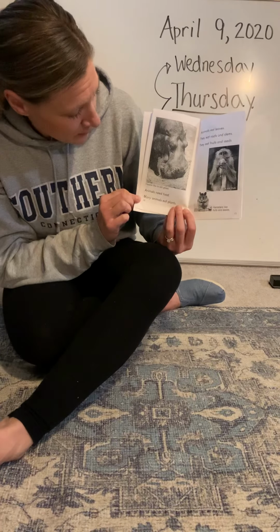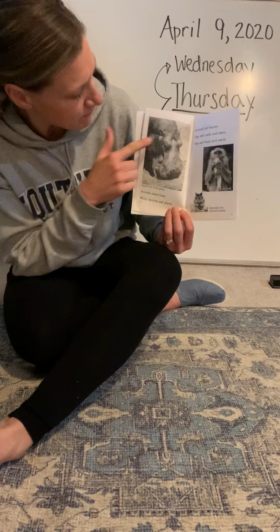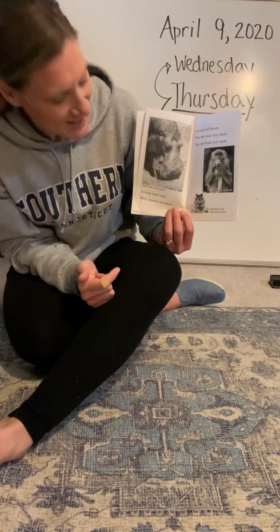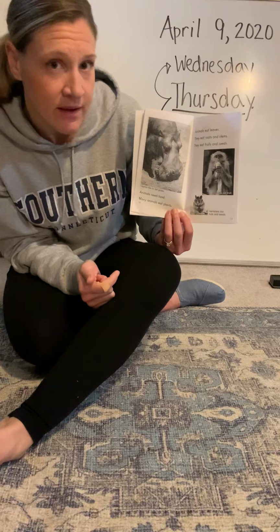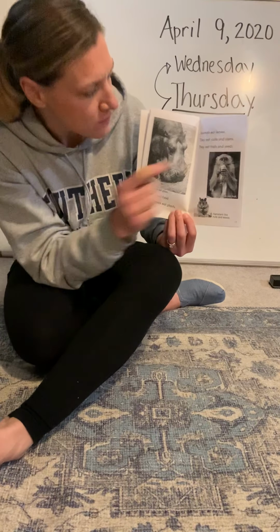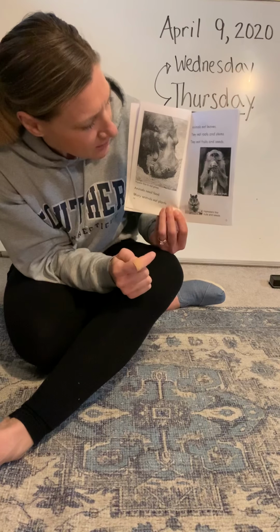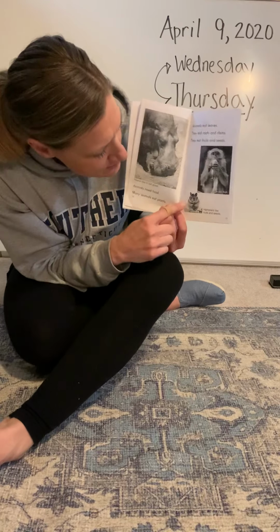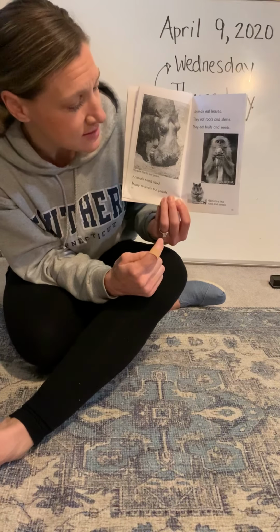Animals need food, and many animals eat the plants. So we have a hippopotamus right here. He loves to eat grass. Animals eat leaves. They eat roots and stems. They eat the fruits and the seeds. We have a monkey right here. He loves fruit. And then down here we have a little hamster, and they love nuts and seeds.